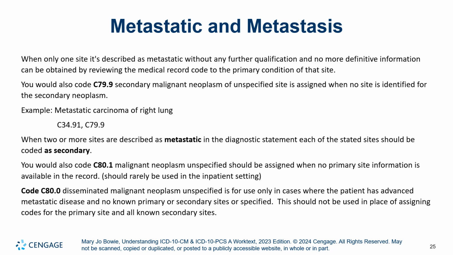So, and then you would code C80.0, disseminated malignant neoplasm unspecified. It's usually only used in cases where the patient has advanced metastatic disease and no known primary or secondary sites are specified, and this should not be used in place of assigning codes for primary site and known secondary sites.